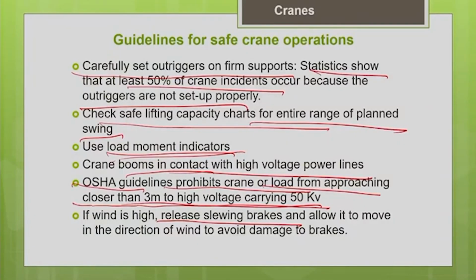If the wind speed is very high, as I told you, as per our IS code, if it is greater than 72 km per hour, you should stop the crane operation. According to the wind speed prevailing in that particular area, the lifting capacity should be reduced. And when the wind is high, you should release the slewing brake and allow it to move in the direction of the wind to avoid damage to the brakes.